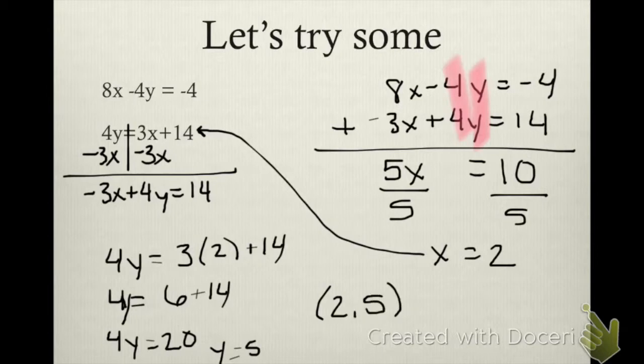If I put that into both equations, I'd get 16 minus 20. That does equal negative 4. My second one, I would get 20. 20 equals 6 plus 14. 6 plus 14 is 20, so it works for both of them. So my solution is in fact 2, 5.